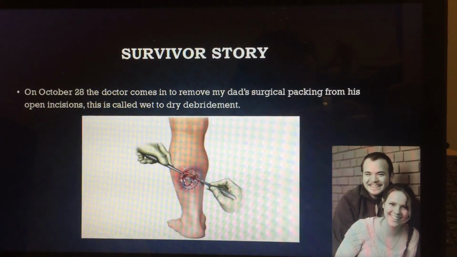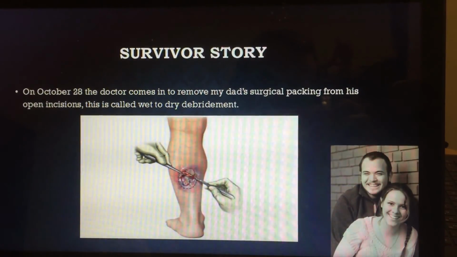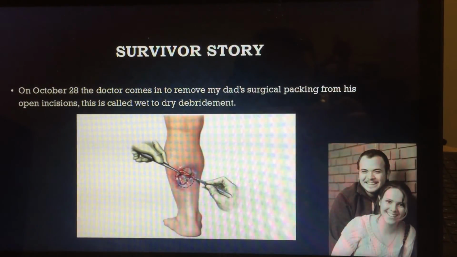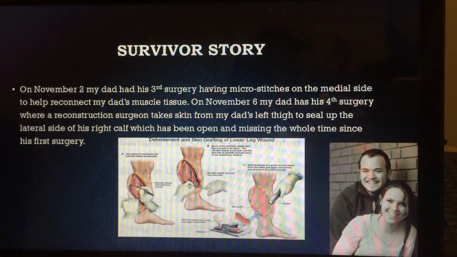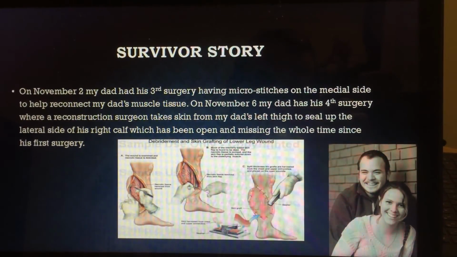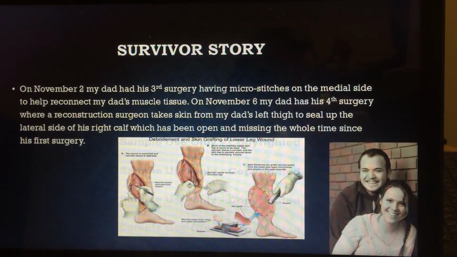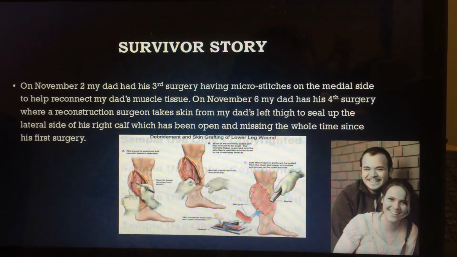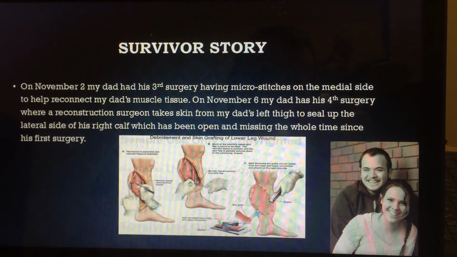On October 30th, surgery number 2, Dr. Misra uses the surgery to close up the incisions on both sides of my dad's thigh, all clean and healthy tissue. On November 2nd, surgery number 3, Dr. Misra works on my dad's right calf, placing micro stitches on the medial side to help reconnect the muscle tissue. That proves to be the most successful since his injury. He can now move his foot in all directions.